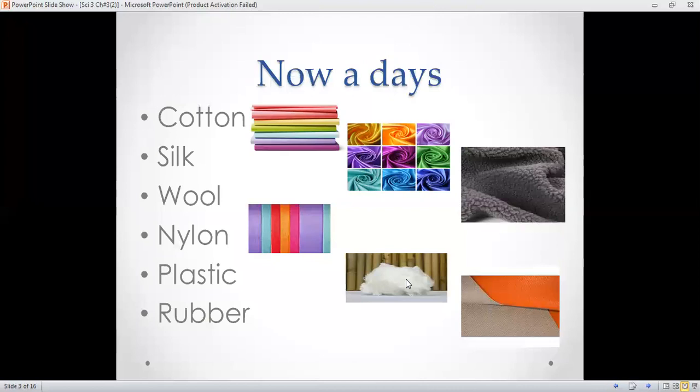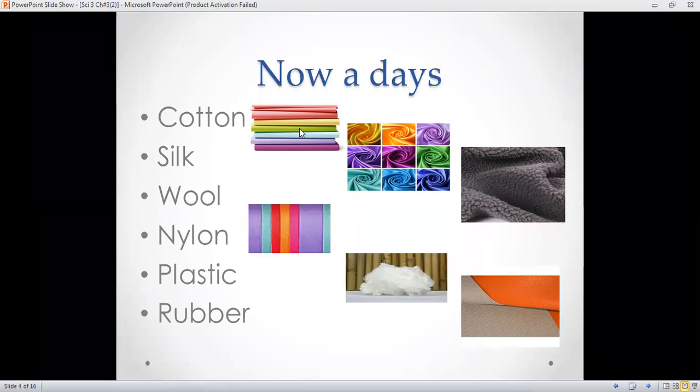So nowadays, aajkal, nowadays means today's time. So now there is a lot of invention in this world. So here are a few types of clothes that we are wearing. The first cloth is named cotton. Here is a picture where my cursor is moving. This is a picture of cotton clothes.